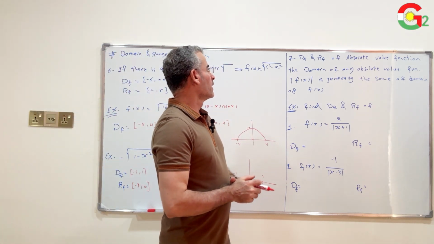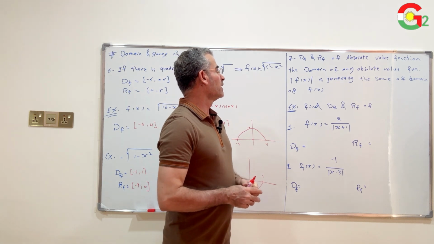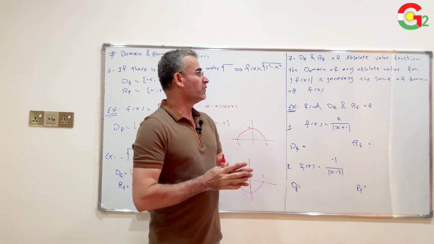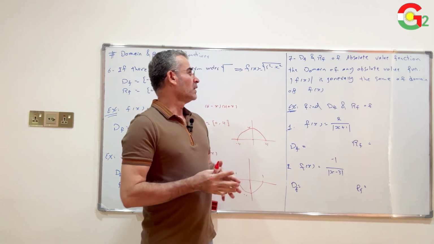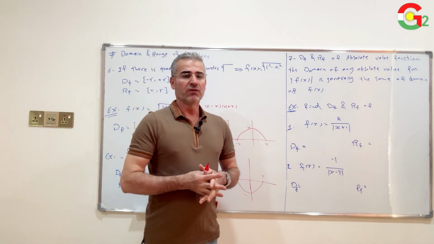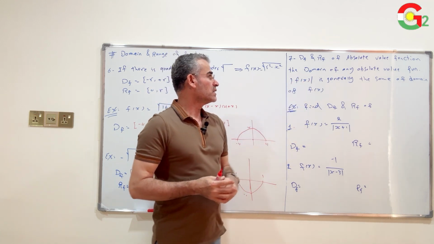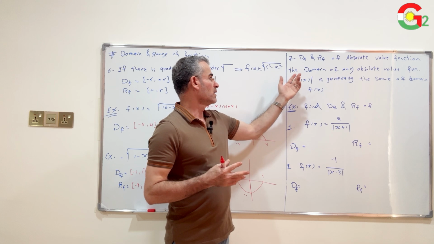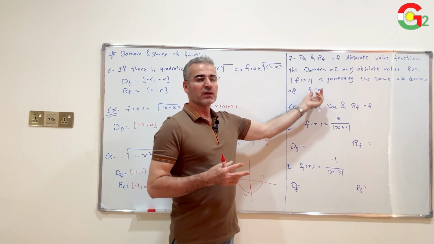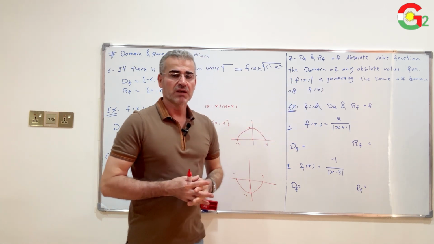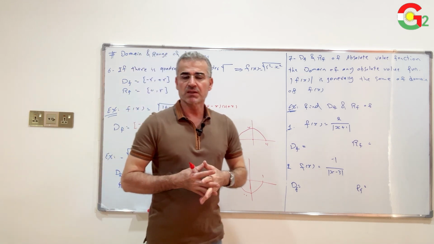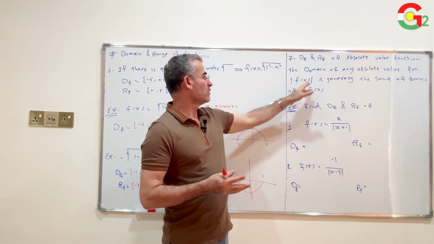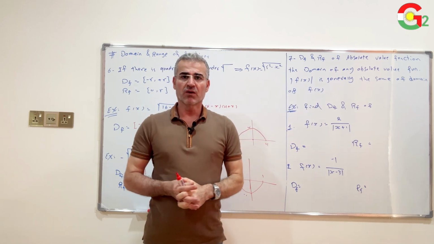Number 7, domain and range of the absolute value function. The domain of any absolute value function, absolute value of f of x, is generally the same as the domain of the function f of x. It means I find the domain of f of x as we studied before, and the domain of the absolute value is the same as the domain of f of x.